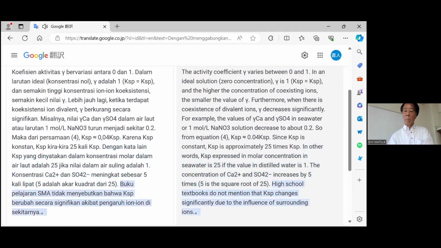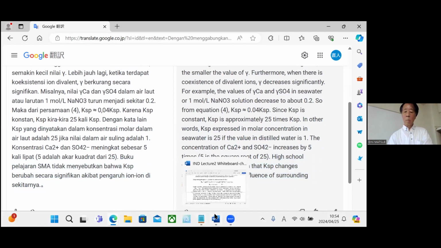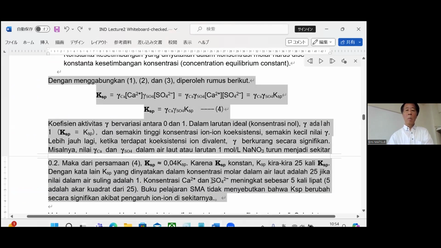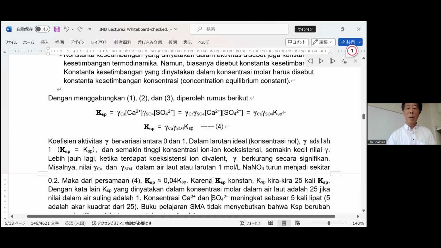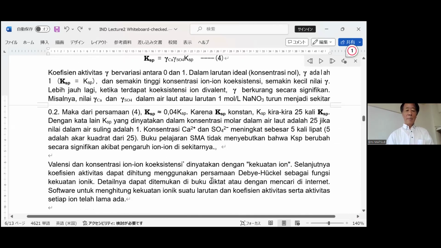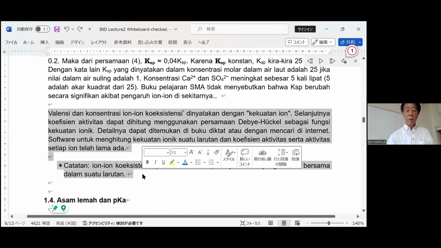High school textbooks do not mention that K'_sp changes significantly due to the influence of surrounding ions. Could you understand about the activity? Okay, so this is the final of the activity.